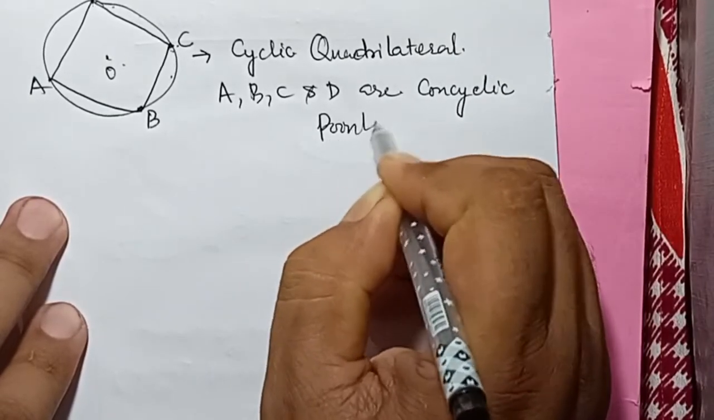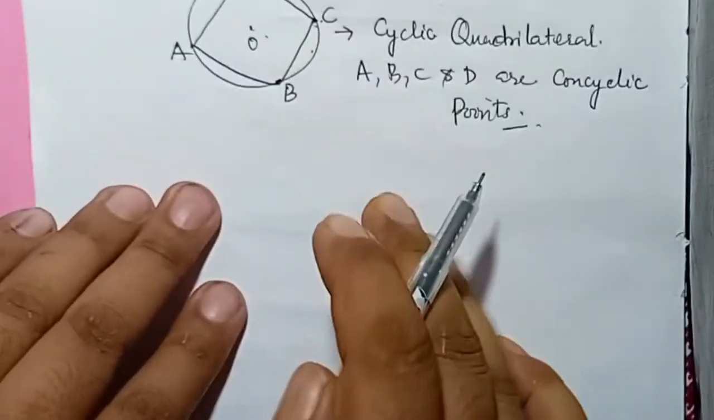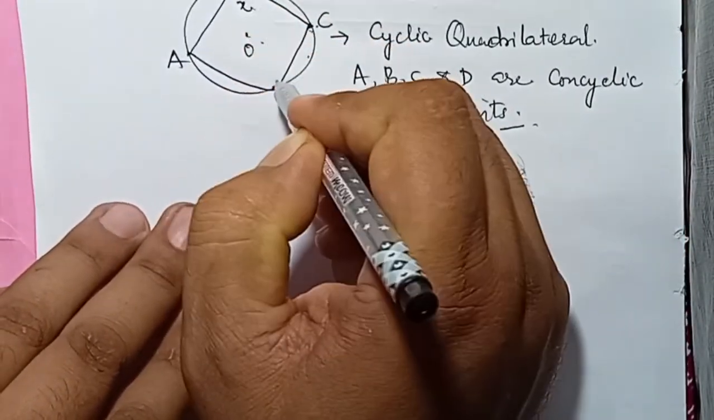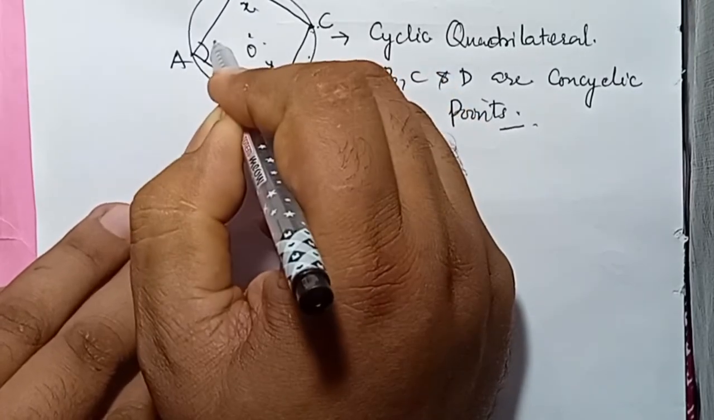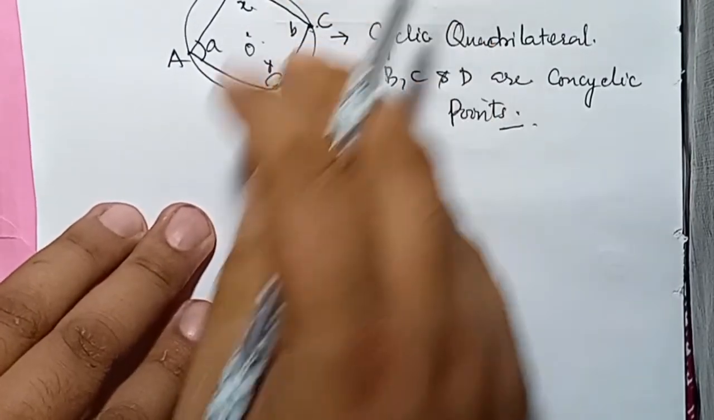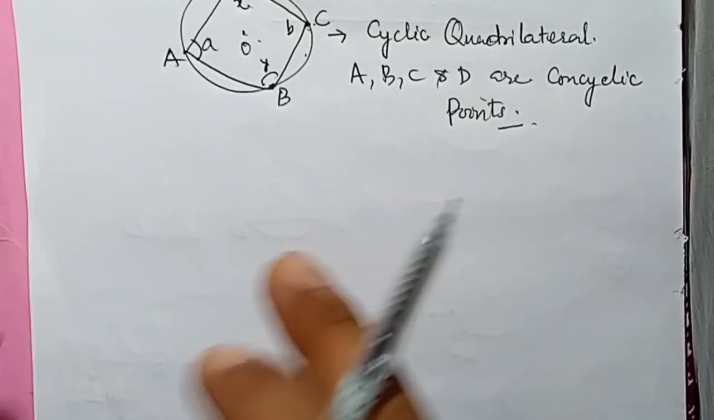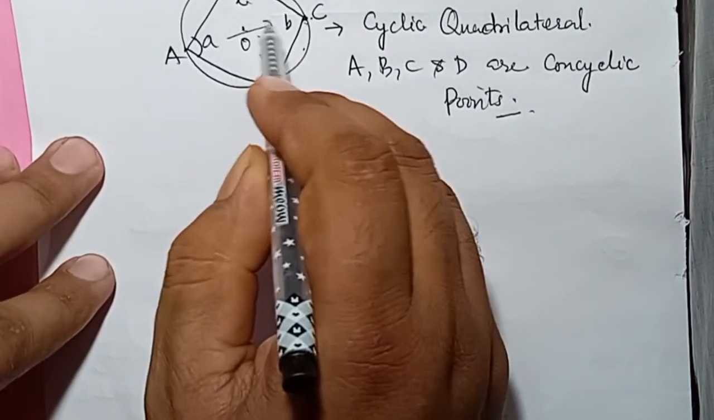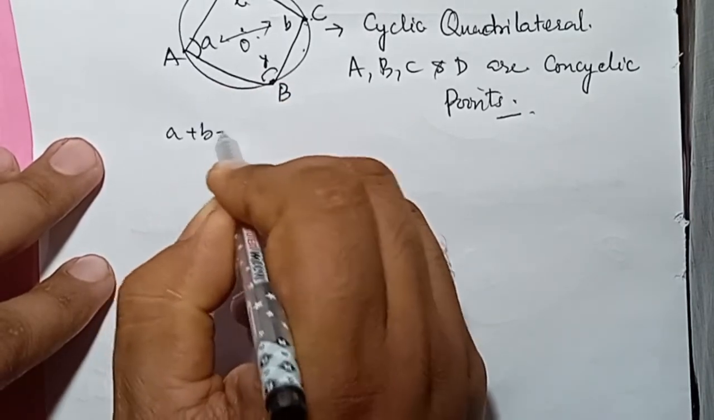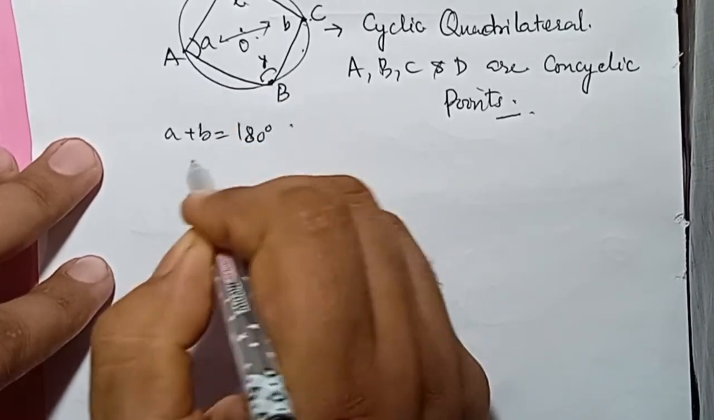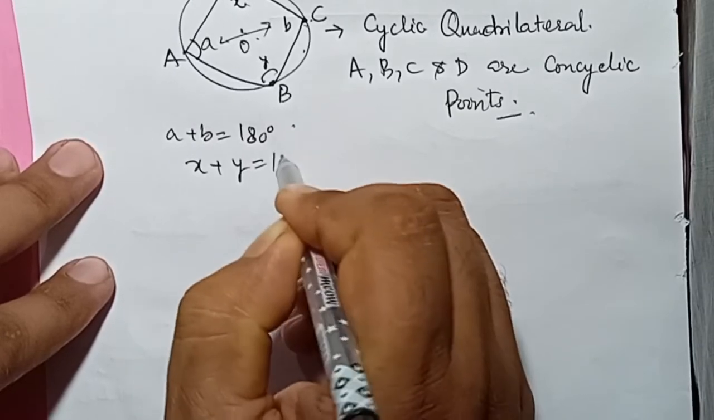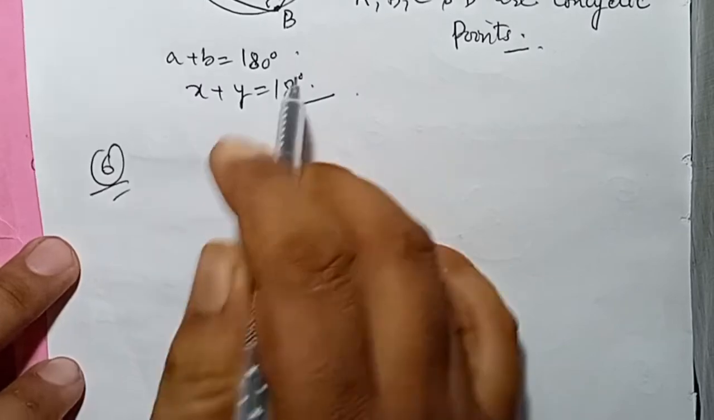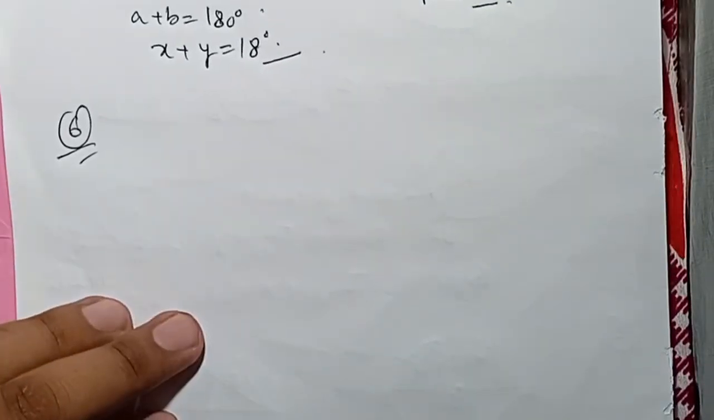Concyclic points, you should remember this. And one more thing: if this angle is x, this angle is y, this angle is A, this angle is B. If a quadrilateral is a cyclic quadrilateral, then the sum of its opposite angles, that's A plus B, is 180 degrees. X plus y is 180 degrees. This is the fifth one.